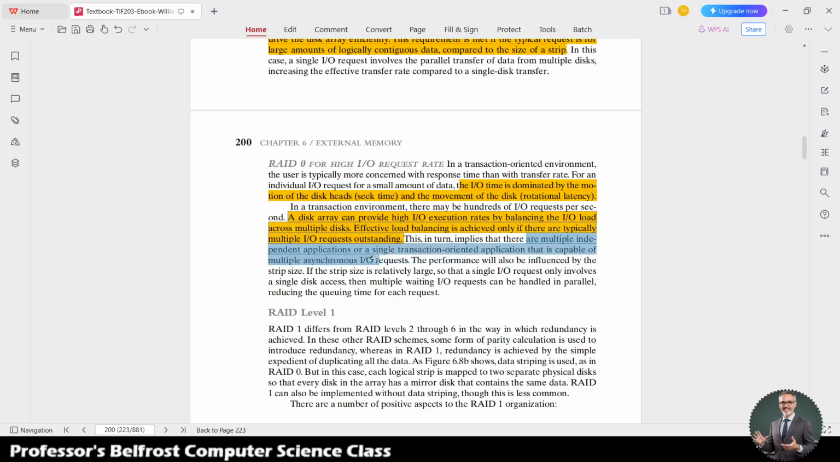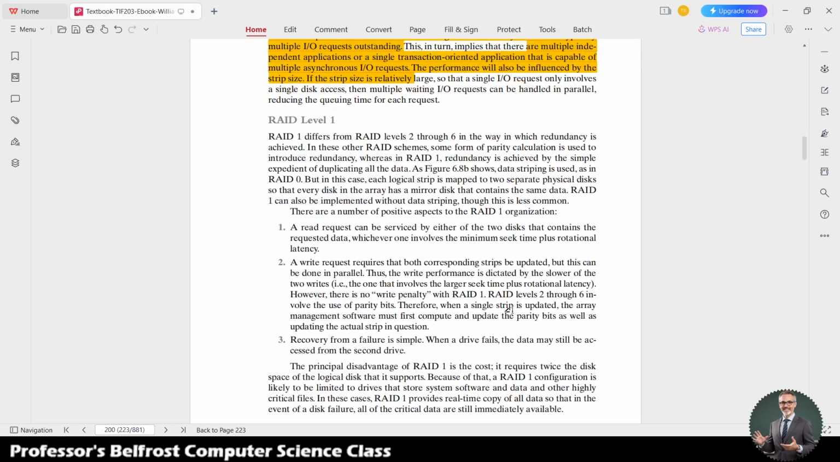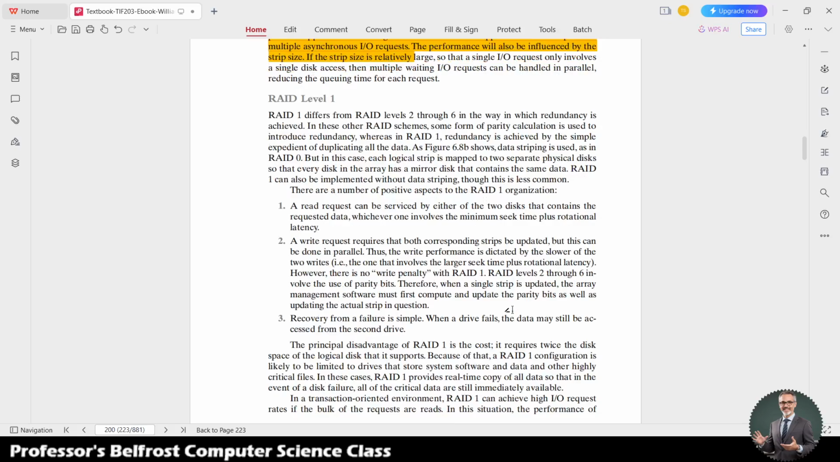In turn, it implies that there are multiple independent applications or a single transaction-oriented application that is capable of multiple asynchronous IO requests, and this is where we can make use of RAID level 0. Then we'll discuss RAID level 1, 2, and 3. RAID levels 4, 5, 6 will be discussed in the next video.